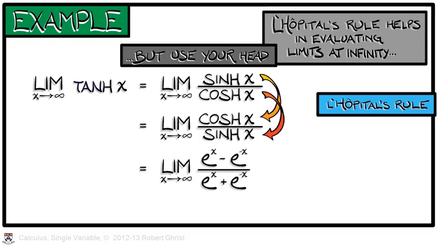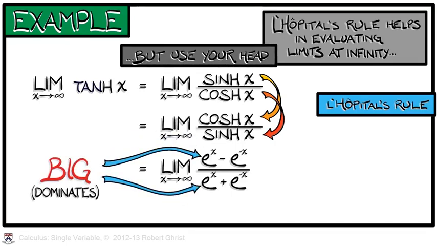But using our collective head, we know the definition for the hyperbolic tangent. What we really care about is the ratio of e to the x minus e to the minus x over e to the x plus e to the minus x. Now let's think about that. Those first terms are big. E to the x gets large very quickly as x goes to infinity, and e to the minus x gets very, very small. Let's ignore it. What would we get? Well, I think you could argue that the limit ought to be 1.